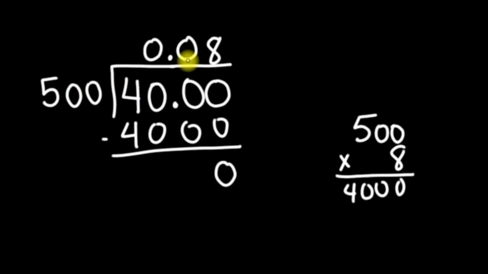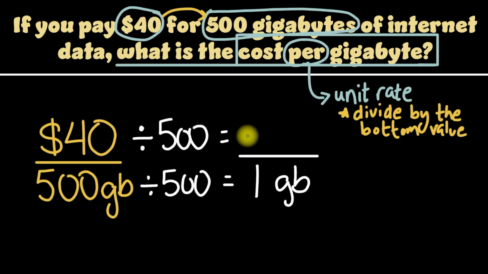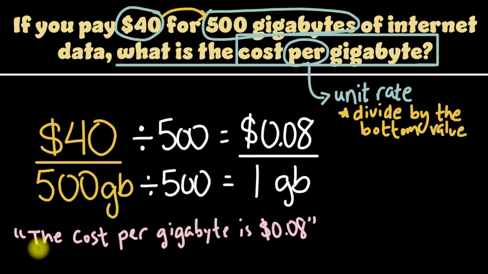So after we did all of our math, we ended up finding that when we divide 40 by 500, we get 8 hundredths. And the way to read that as money is 8 cents. So let's go back to the problem. So up top, we'll put the dollar sign, then 0.08. And what does that mean? Well, for every 1 gigabyte of data you use, you pay 8 cents. So let's take that and put it in a complete sentence. So the cost per gigabyte is 8 cents.